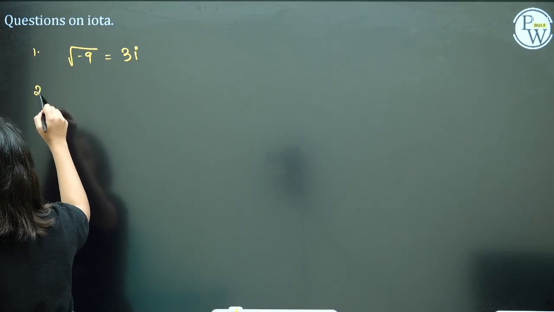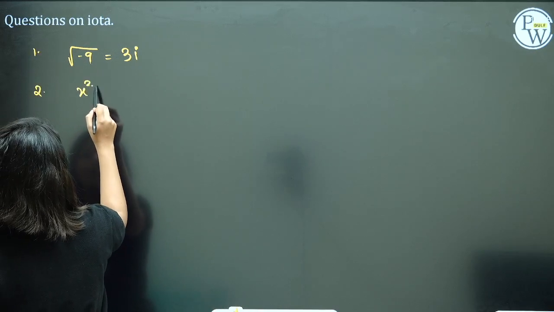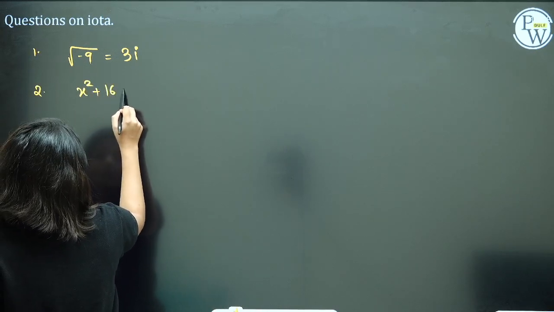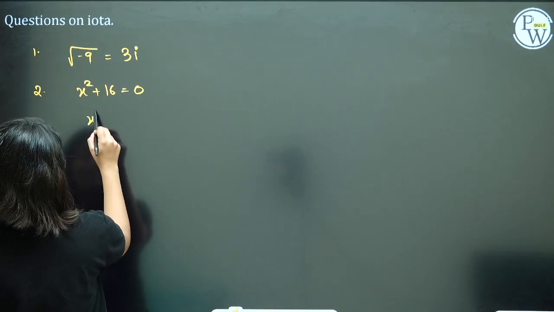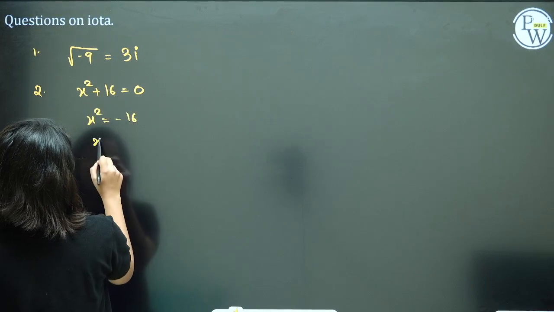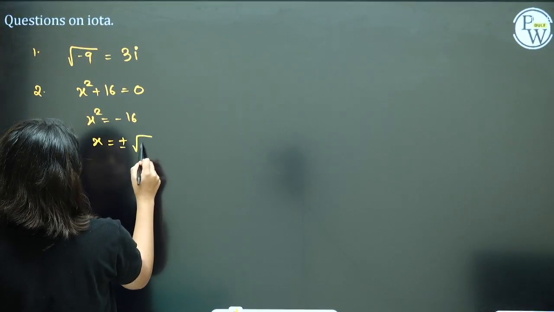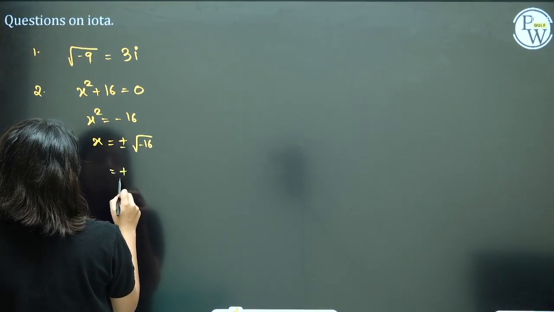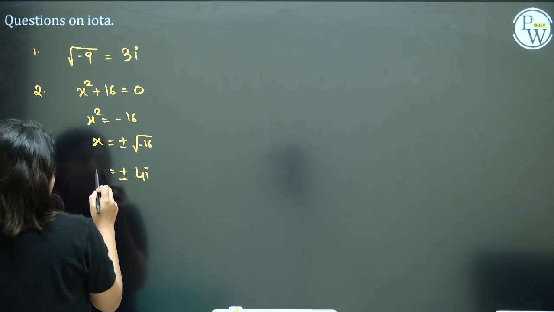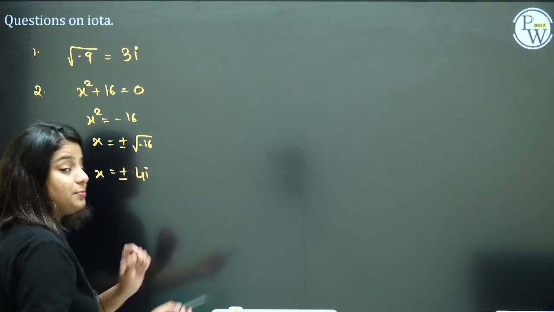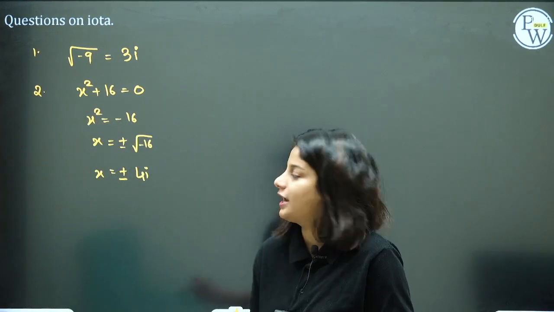The other question can be, solve this: x square plus 16 equal to 0. x square equal to minus 16. x equal to plus or minus root of minus 16. And plus or minus root 16 will be 4. Root of minus 1 is i. So x is plus or minus 4i. Do not forget the plus or minus.